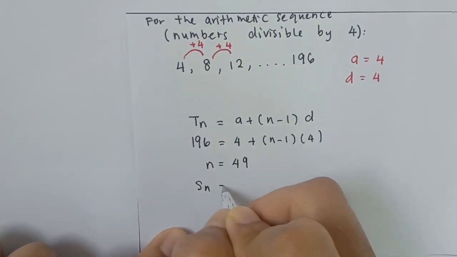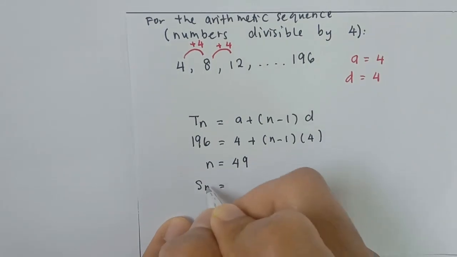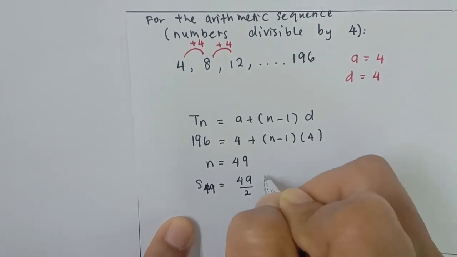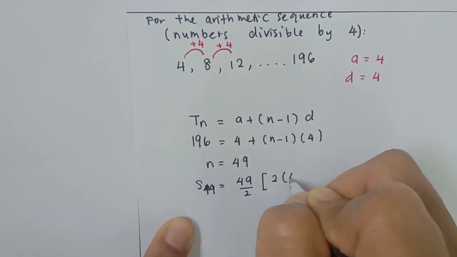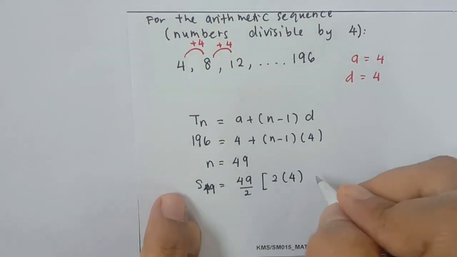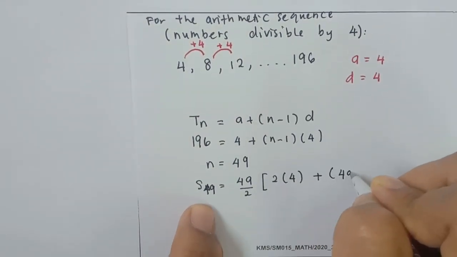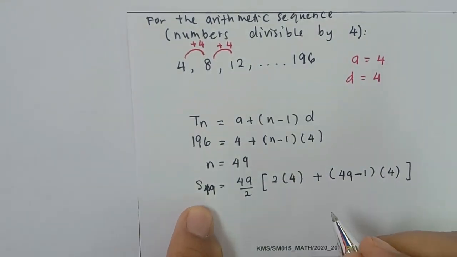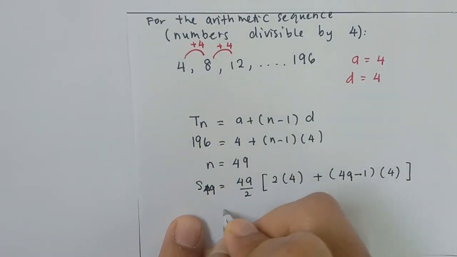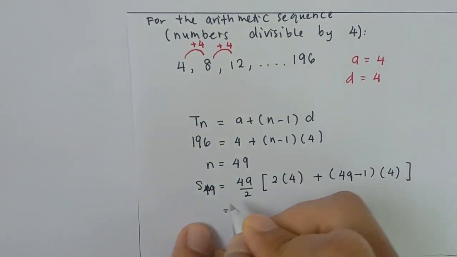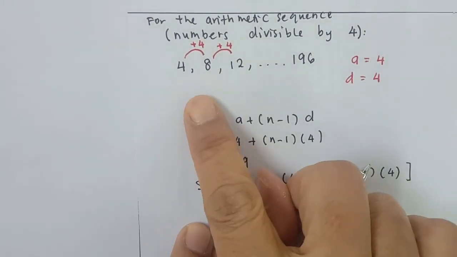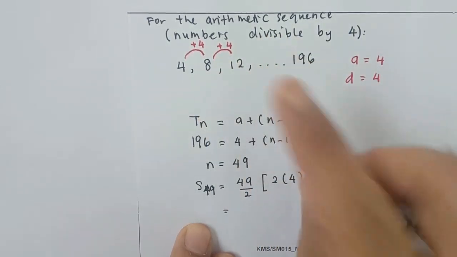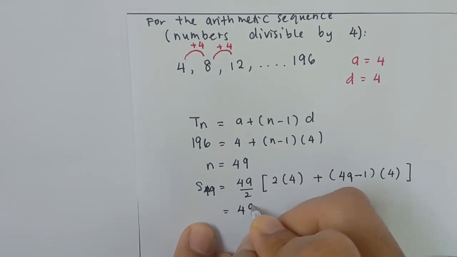Sn equal N over 2, so S49 equal 49 over 2, 2A plus N minus 1, 49 minus 1 times D. Okay, so using calculator, we get the summation for this arithmetic sequence is 4900.